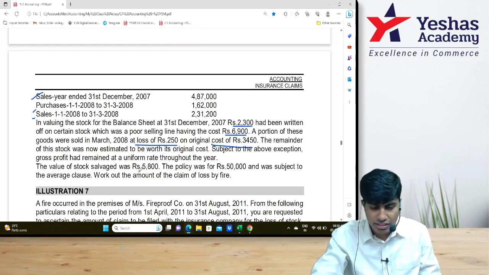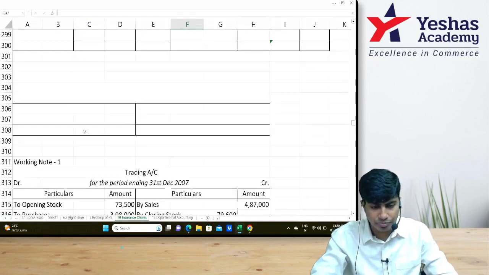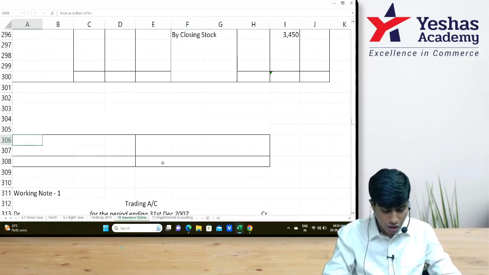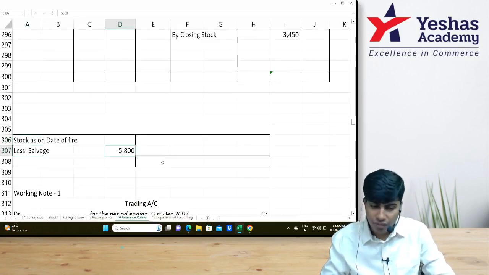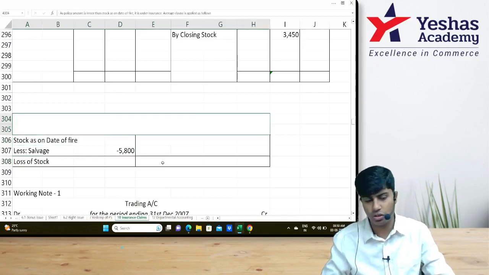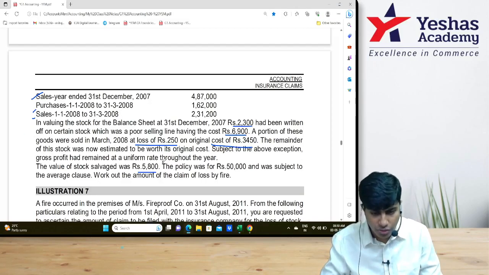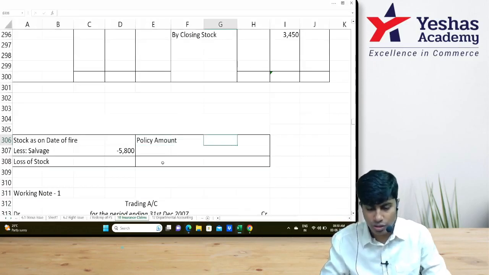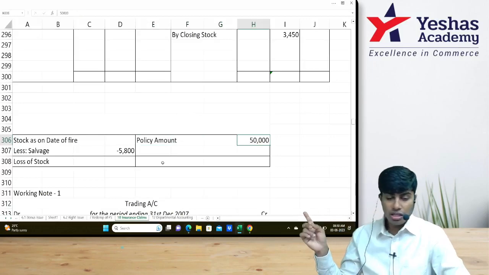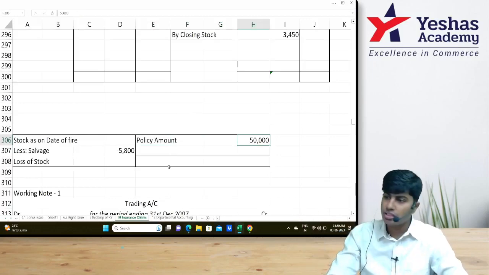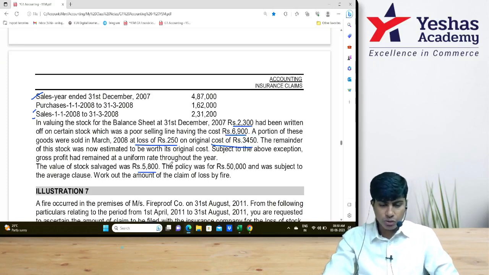That's it, no? Stock salvaged 5,800. So let me write salvage value. We need to write stock as on date of fire less salvage. How much is salvage? 5,800. Then we'll find loss of stock. And we'll compare this with policy amount. Policy amount is also given to us. How much? 50,000. This will help us check if there is under insurance. If there is over insurance, then loss of stock itself will be the amount of claim. Don't do cross multiplication. Got it? Anything else in the question?